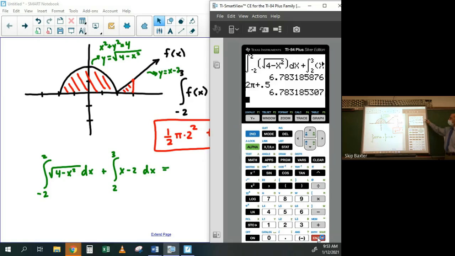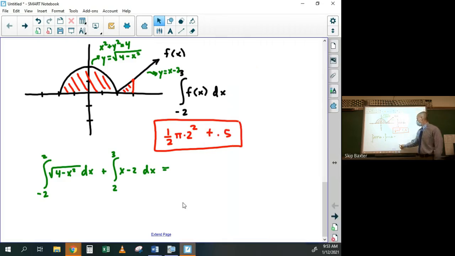And again, the reason why they get slightly different answers, like towards the end they differ a little bit, is because of the way that your calculator calculates definite integrals. But we're rounding to 3 decimal places, so these answers are equivalent to 3 decimal places. Okay?